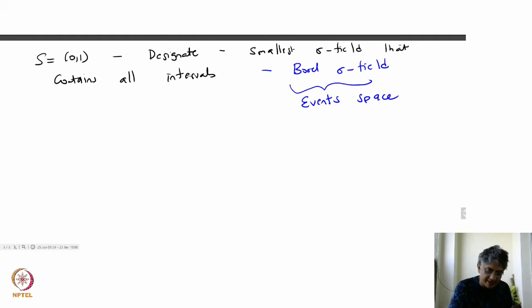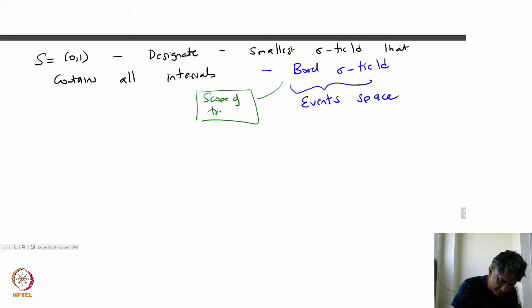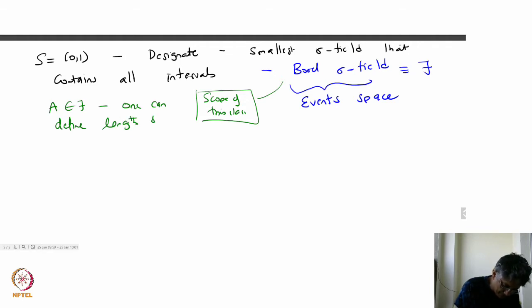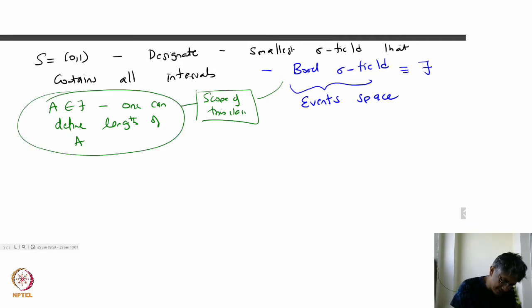And it's a fact, again, that I will not show. It's beyond the scope of this class. Let's call this script F. If A is in F, one can define the length of it. This is something that you have to believe me on. I will not show it in this class, but this is the correct collection that you should take to understand how to choose a number uniformly in 0, 1.